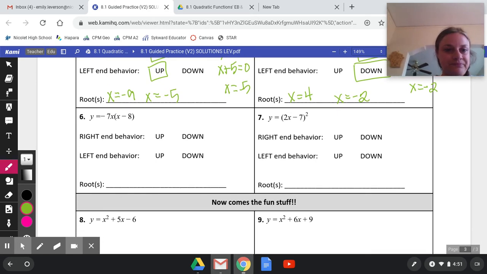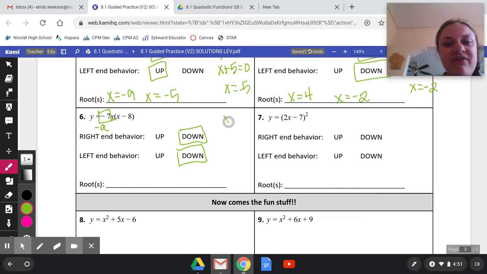This next one, let's see here. If you want a challenge, try these next two on your own. See if you can do it. If not, you want to still go through them together, that's fine. First of all, once again, this -7 is our A value, which means that we have a negative A. So my right side is going down and then my left side is going down. Then my first factor is just this x. If I take x and set it equal to 0, that's one of my roots. And then I've got x minus 8, set that equal to 0. I get x equals a positive 8. Those are my two roots.